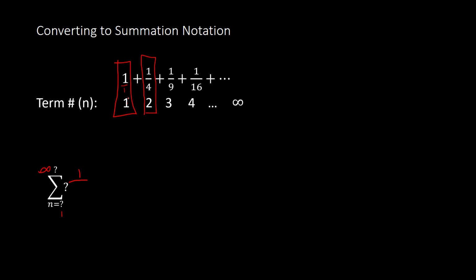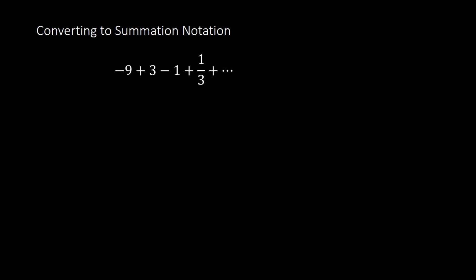Well, if we see the 1 and the 1, 2 and 4, 3 and 9, 4 and 16, notice the pattern is that we take the term number and then square it. 1 squared is 1, 2 squared is 4, 3 squared is 9, 4 squared is 16. So the pattern, or the relationship between the term number and the denominator, is that we take the term number and then square it. So we represent that by n squared. So my summation notation would be n equals 1 to infinity of 1 over n squared. And that's it.